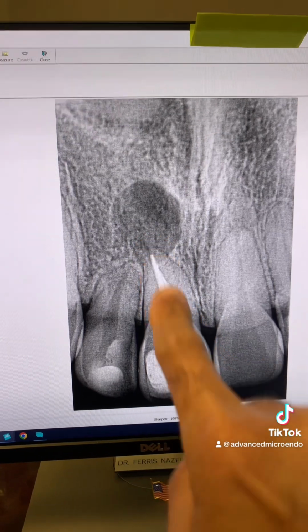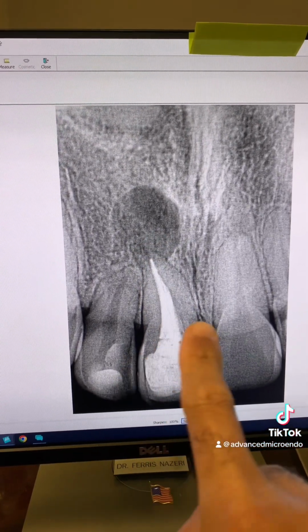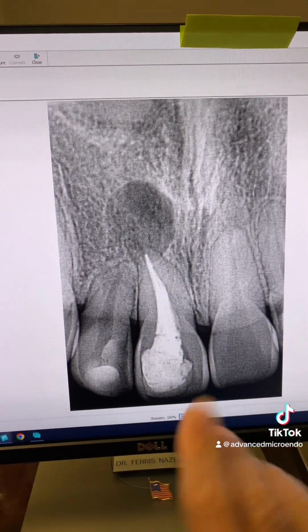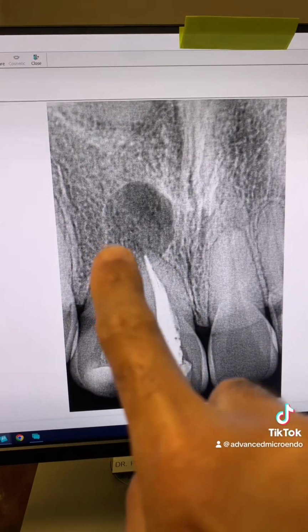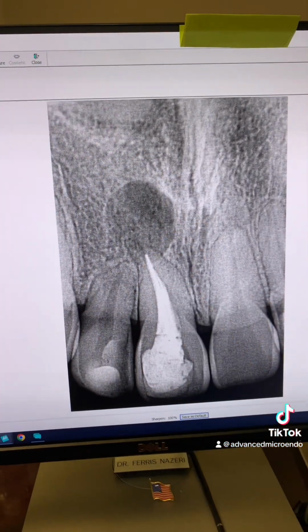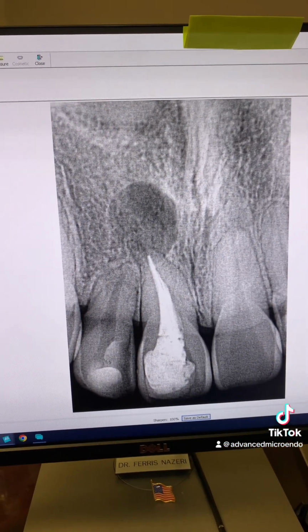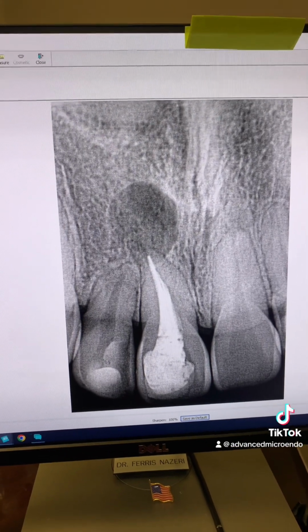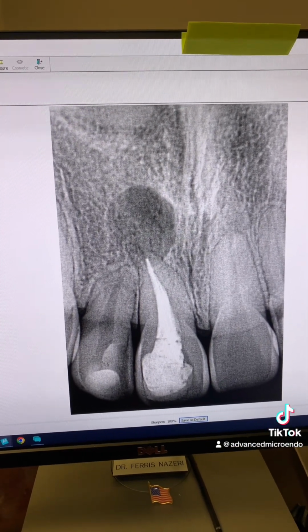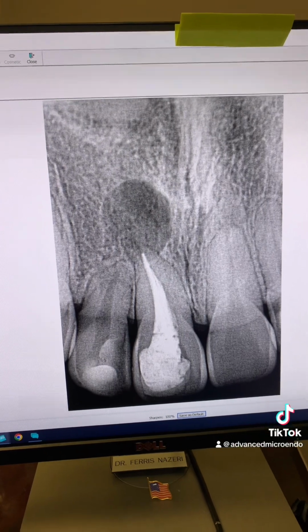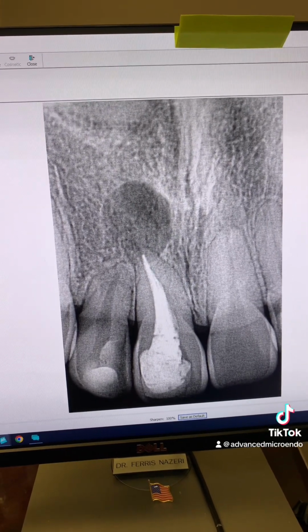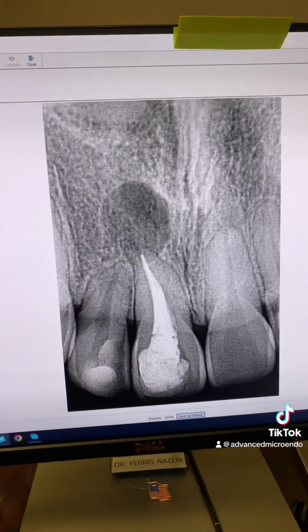So you can see the previous root canal. The tooth was discolored, so the patient was unhappy about the discoloration of the tooth. But you can see that large periapical radiolucency right there. Because the patient had no symptoms, we requested x-rays from the dentist who had done the root canal 5 years prior.